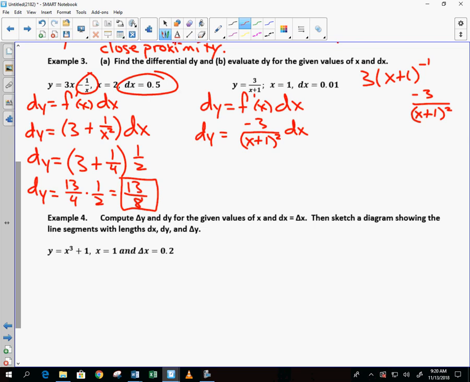What do I do now? Yep, just plug in your x value, which is 1. So I get negative 3 over 1 plus 1 is 2, squared is 4, times 1 over 100, get negative 3 over 400. Yeah, I really like it if you express it in rational form.